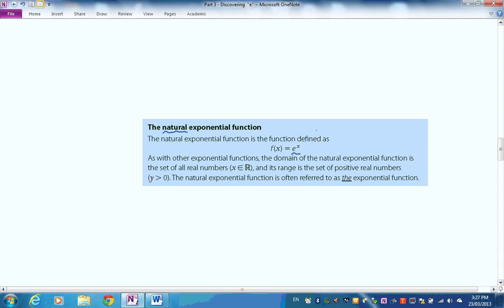That's interesting. But there is another reason why e to the x is called the natural exponential function, or the exponential function, and that's to do with its properties in calculus and how it can be used to model naturally occurring growth functions. And that's a very important result.